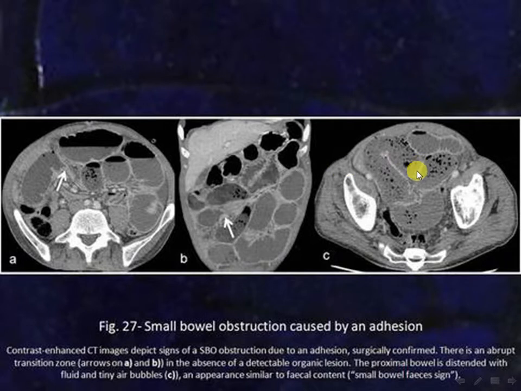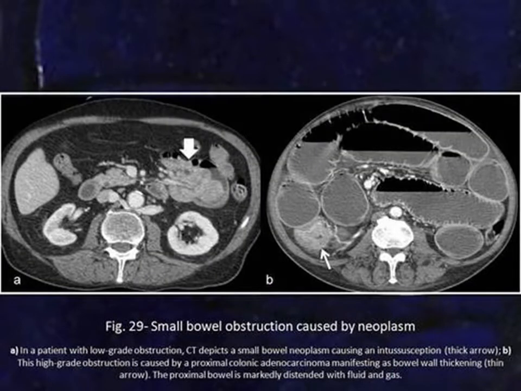Okay, and you can see here it's like the small bowel feces sign. The small bowel looks like it's loaded with fecal material. There are multiple small air bubbles within the small bowel due to small bowel obstruction. Again, small bowel obstruction caused by a neoplasm. You can see there is a tumor here at the beginning, at the ascending colon, associated with markedly dilated small bowel loops with multiple air fluid levels. So it is a mechanical obstruction, but it's not due to a tumor of the small bowel, it's a tumor of the large bowel.